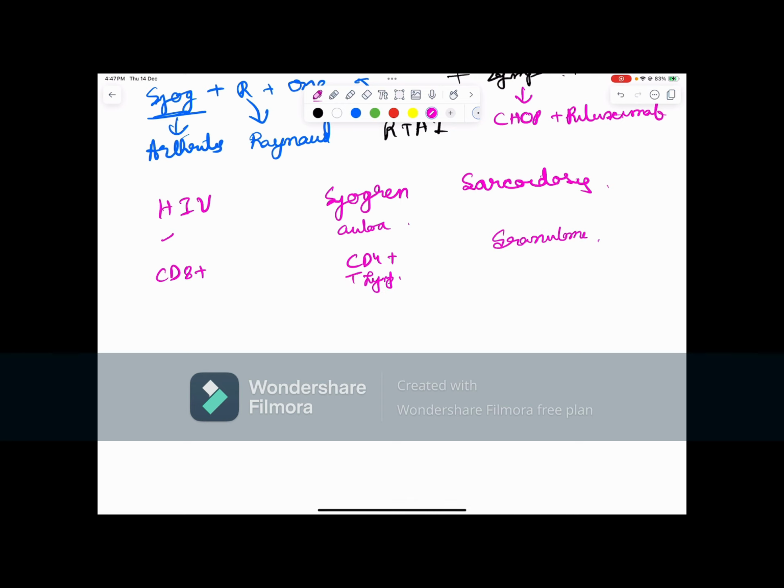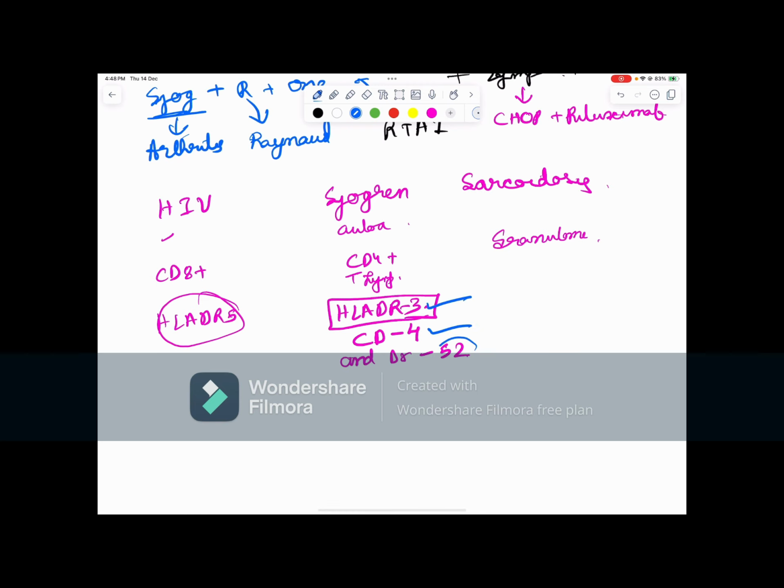Now HIV infection is normally seen with HLA-DR5, and Sjogren is associated with HLA-DR3 and DRw52. How can you remember? See, HLA-DR3, CD4 and HLA-DR52. So it all is in order 3, 4, and then the two extremes, that is 52, 2 and 5.